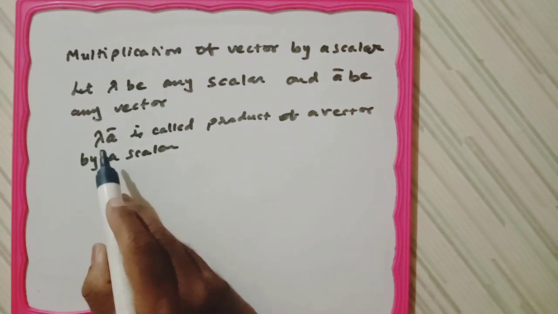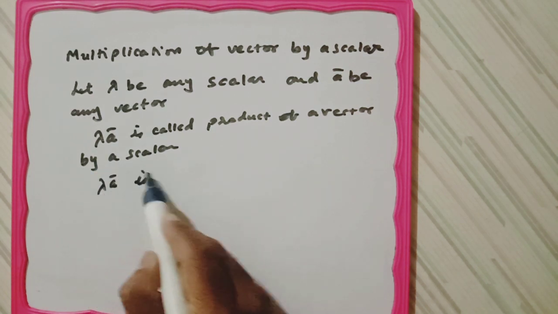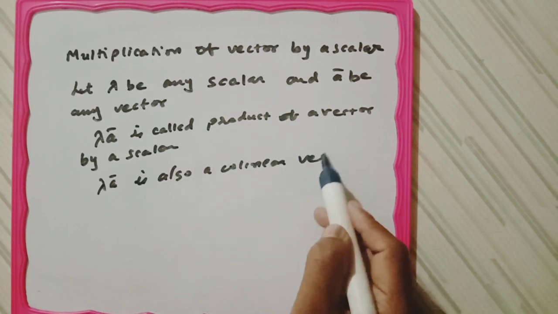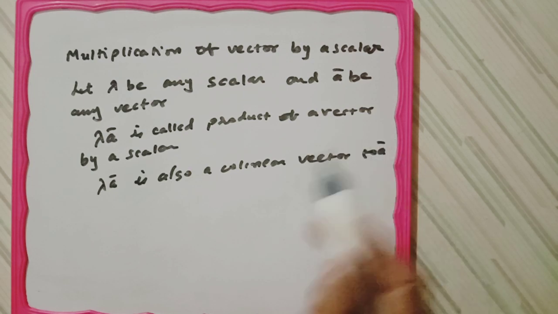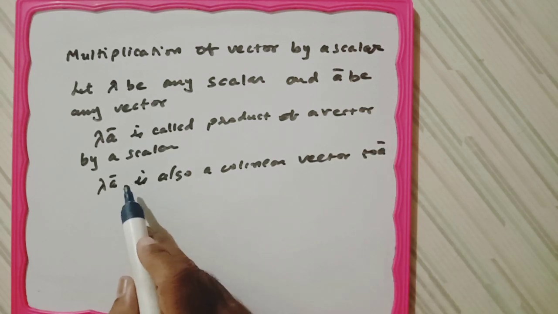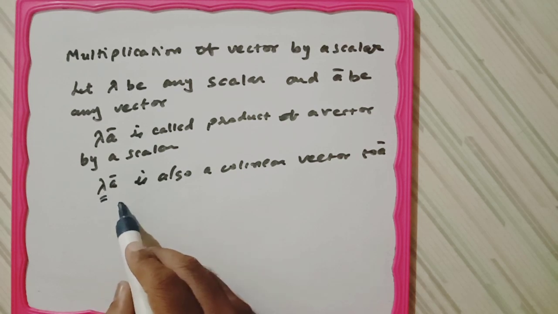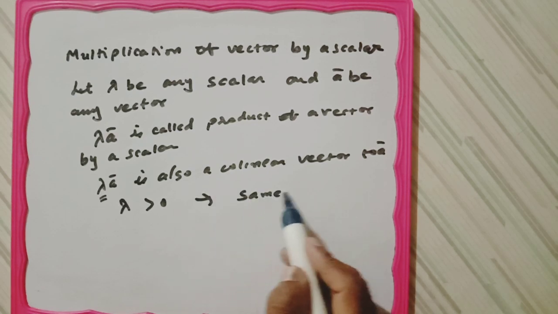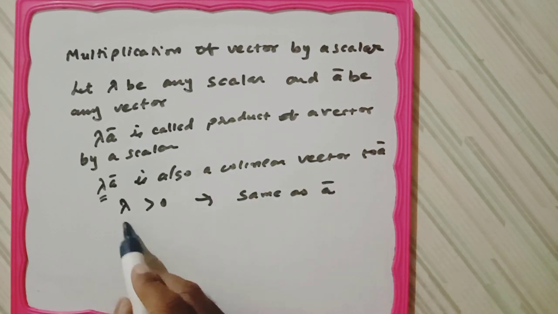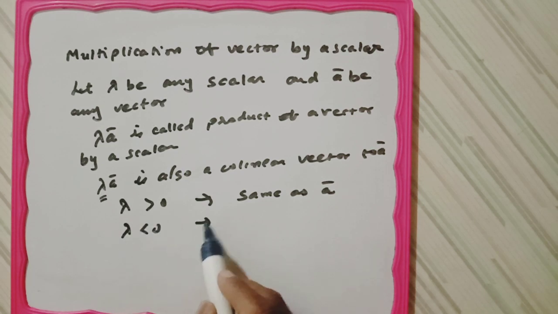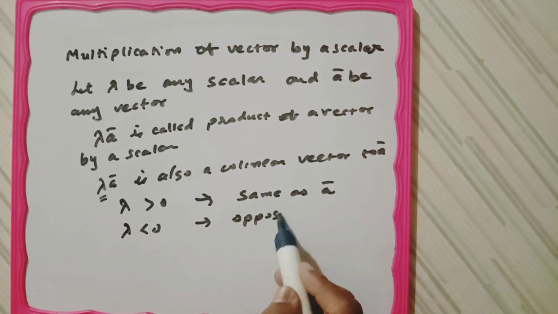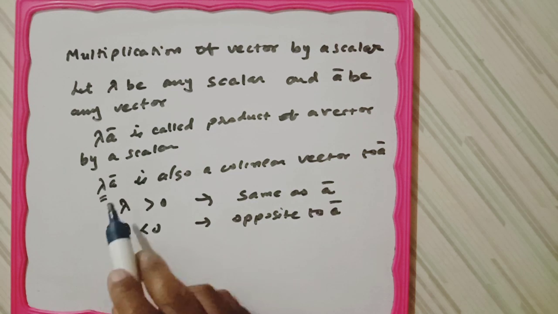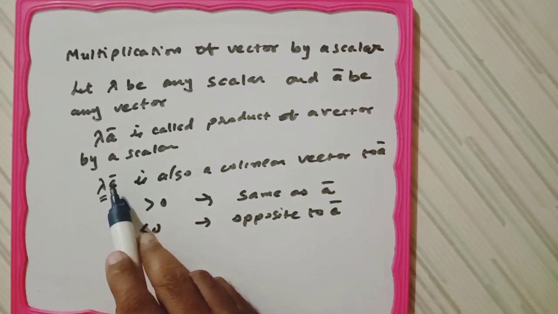So lambda a bar is also a vector collinear to a bar. Its direction depends on the value of lambda. If lambda is greater than 0, then its direction is the same as a bar. And if lambda is less than 0, meaning a negative value, then its direction is opposite to a bar.